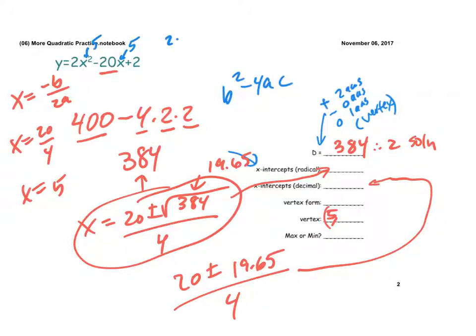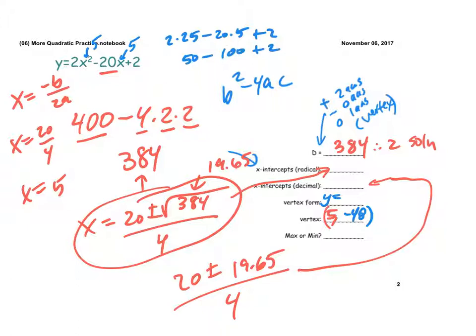So 2 times 25 minus 20 times 5 plus 2. 50 minus 100 plus 2. That's going to be negative 50 plus 2, which would be negative 48. Can anybody verify they got negative 48? Awesome.